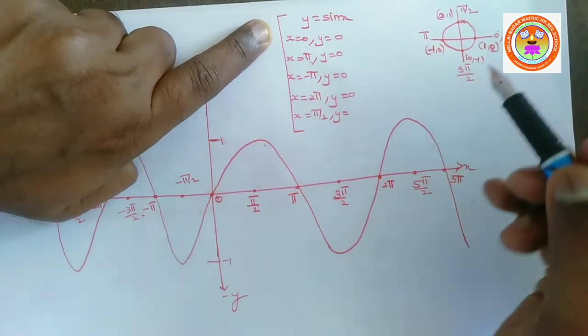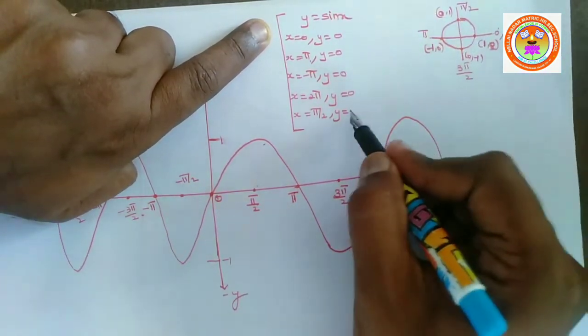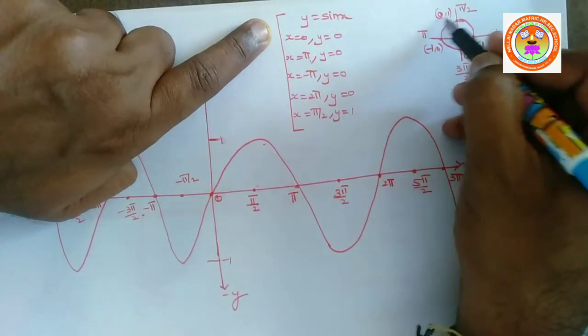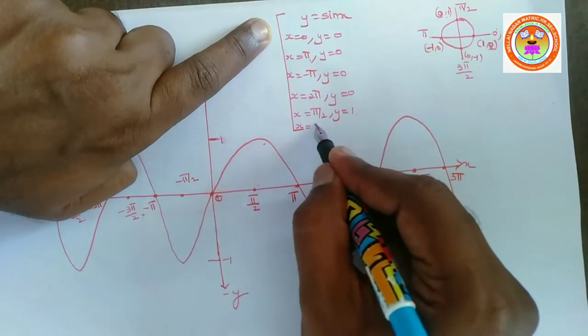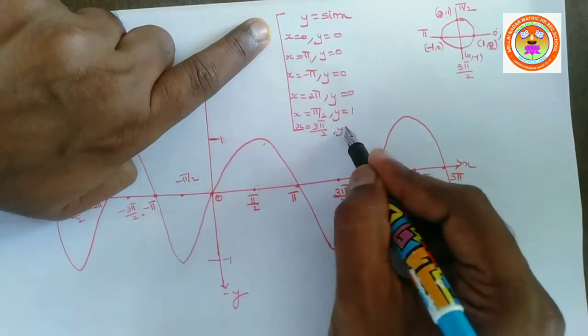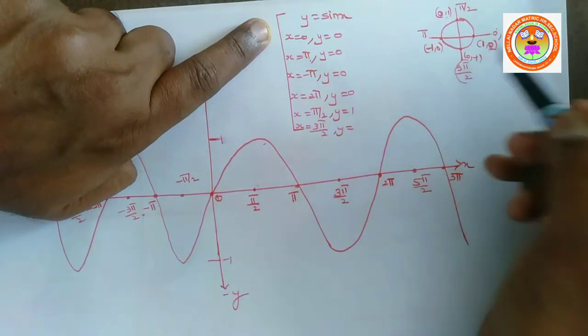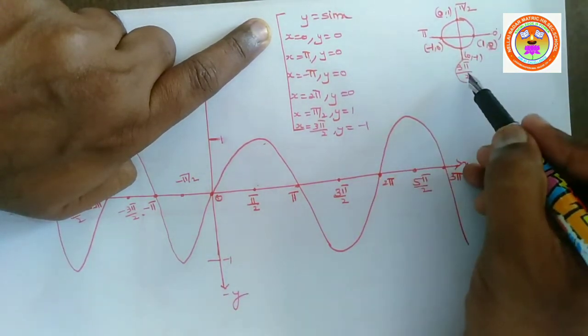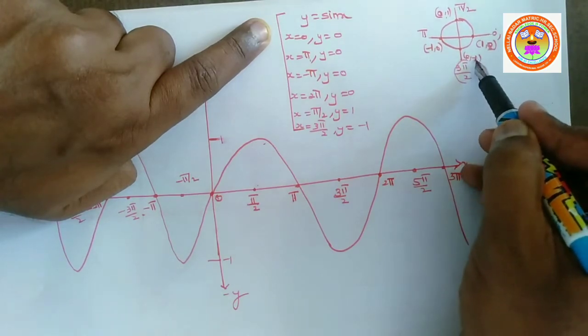If x is equal to pi by 2, what will be y? Pi by 2 is present here. Sine pi by 2 is 1, because cos pi by 2 is 0 and sine pi by 2 is 1. Finally, I am going to apply x is equal to 3 pi by 2. Where is 3 pi by 2 present here? When x is equal to 3 pi by 2, y is equal to minus 1, because cos 3 pi by 2 is 0 and sine 3 pi by 2 is minus 1.